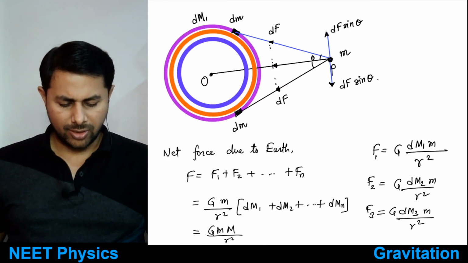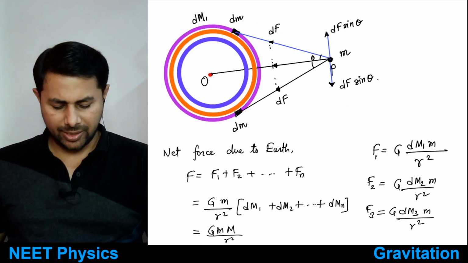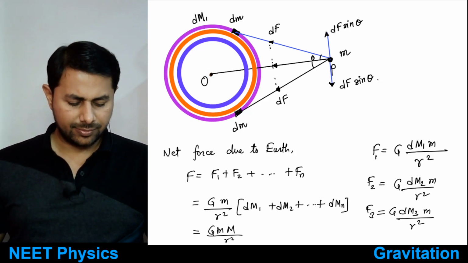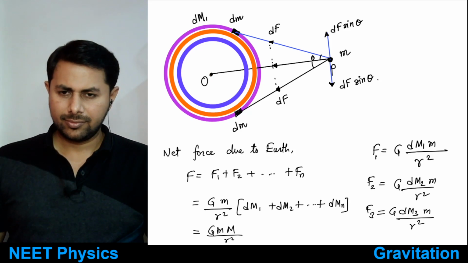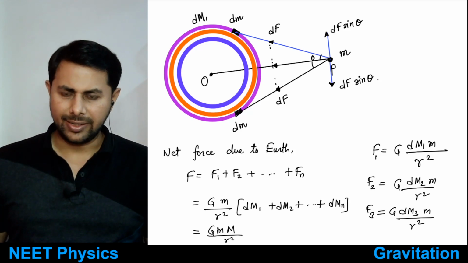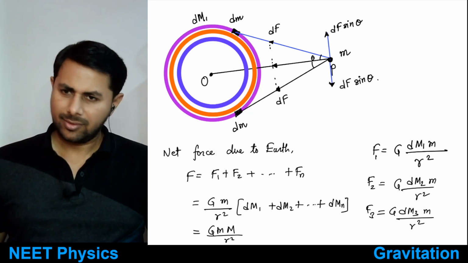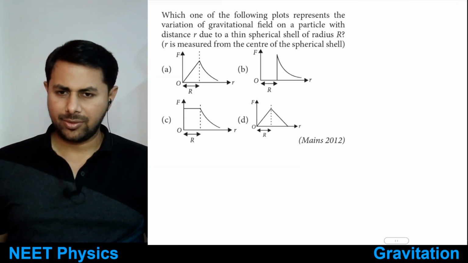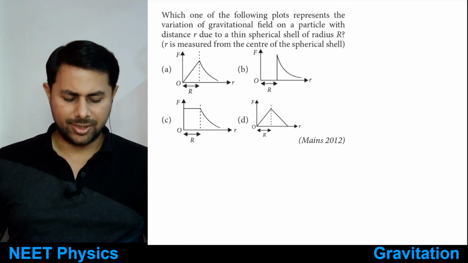Then, okay, so what will be gravitational field inside a spherical shell? What would be gravitational field inside a spherical shell? Zero. Right, it is zero. Exactly. Okay, so gravitational field is zero because the gravitational force inside a spherical shell is zero.